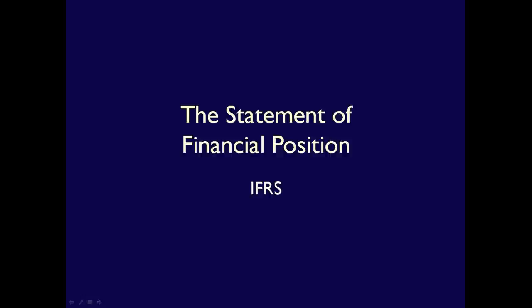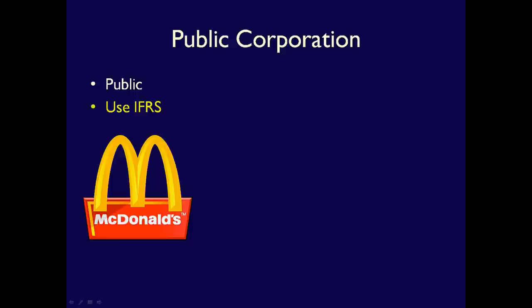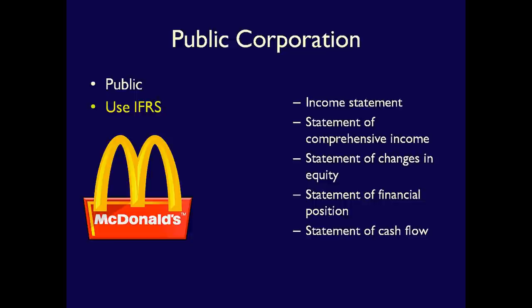Before we move forward, though, let's review. Public corporations in Canada use IFRS, International Financial Reporting Standards. IFRS requires them to produce five statements: the income statement, statement of comprehensive income, statement of changes in equity, statement of financial position, and statement of cash flows. Today we'll focus on the Statement of Financial Position, but let's review the previous statements and their interconnection.